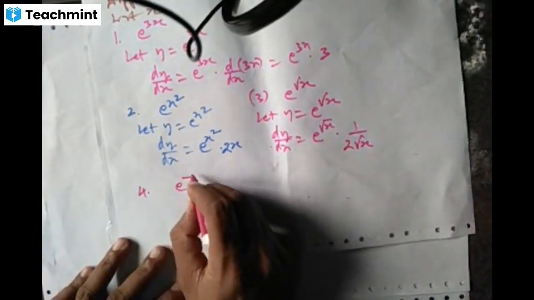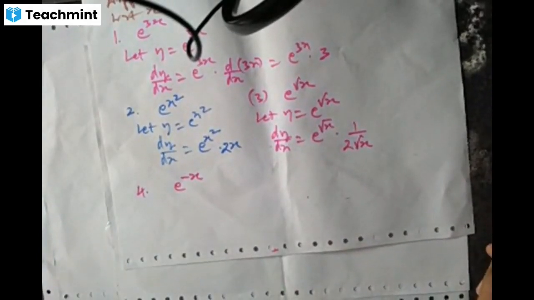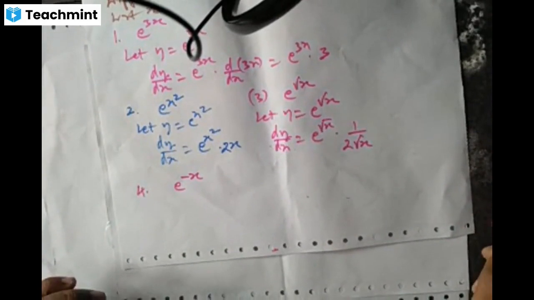Next, the fourth one, the given function is e power negative x. e power negative x is not an ordinary function, it is the composition of the functions negative x and e power x.